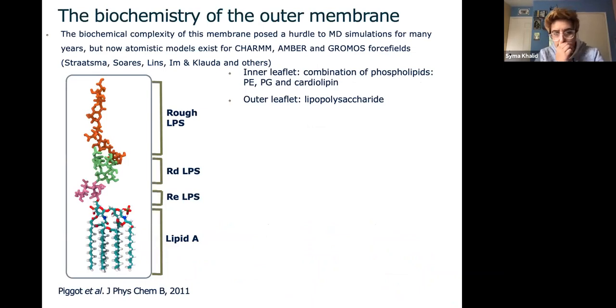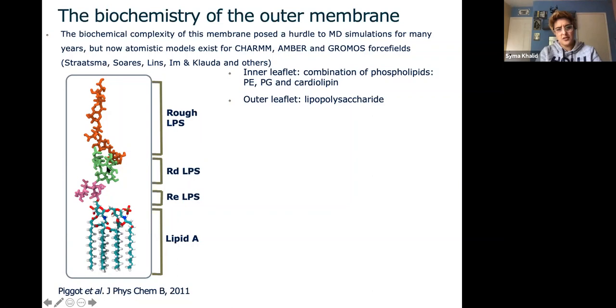Okay, so back to the outer membrane. As I mentioned right at the start, this molecule LPS, which sits on the outside of the outer membrane, is horribly complex. It has these hydrocarbon tails, this sugar, you can see just one here in the gold and red, which has got a phosphate group, and then levels and levels of sugars.